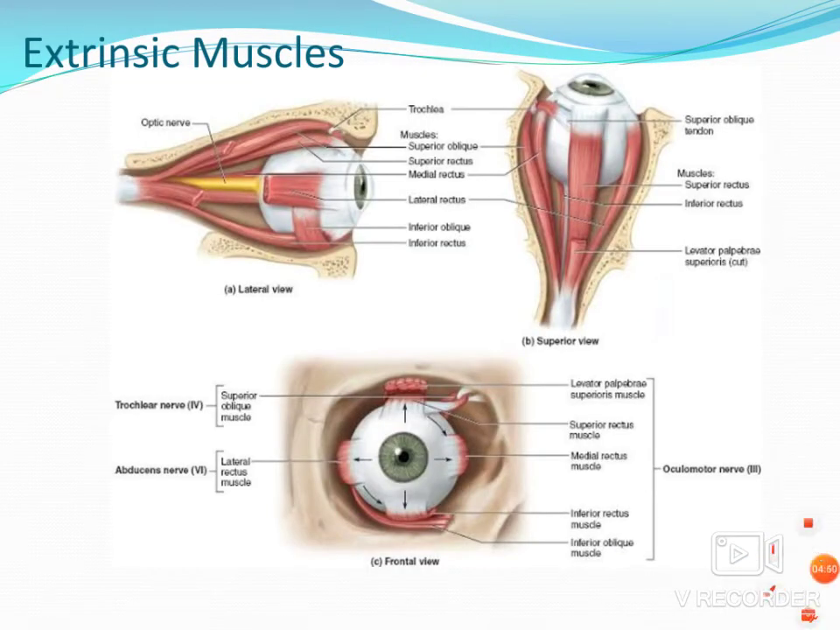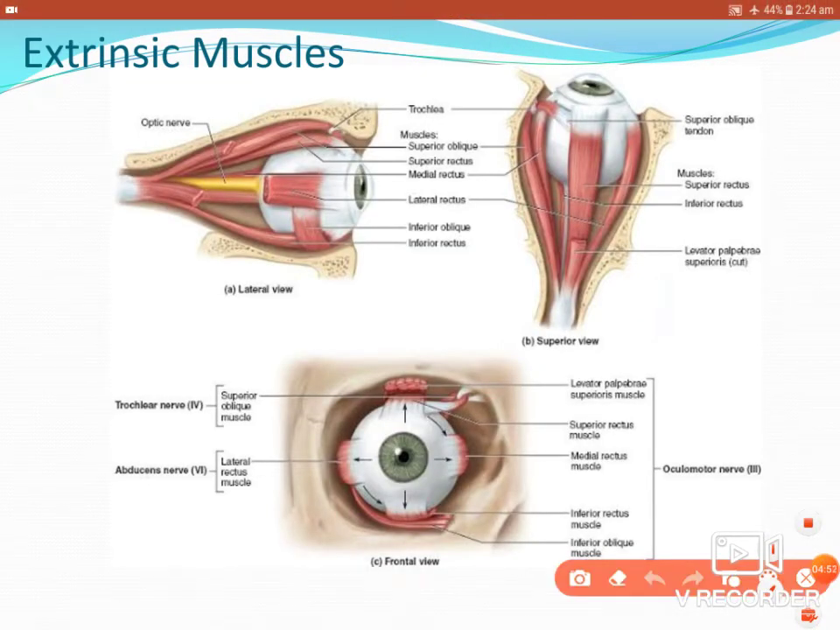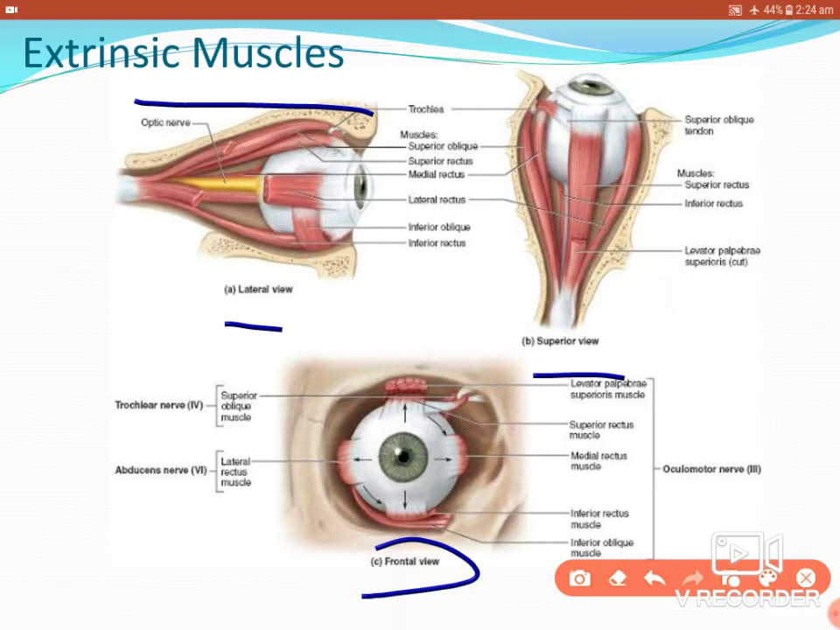Here you can see the extrinsic muscles' attachments. This is the first figure, lateral view. This is the superior view. This is the frontal or anterior view. Coming to the superior view, you can see the levator palpebrae superioris, that is cut, which lies over the superior rectus muscle.